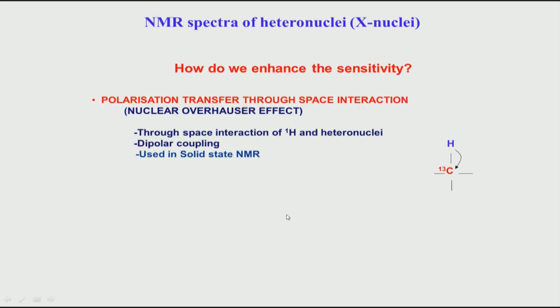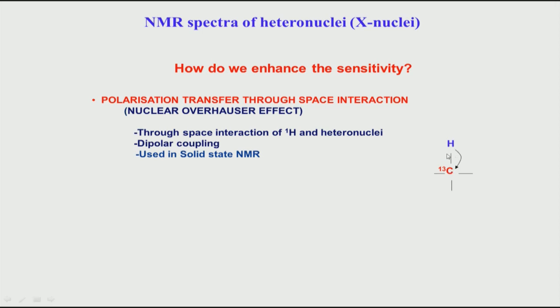So, what are the different ways we can transfer this polarization? This is shown here as a scheme, again in words. Polarization transfer can happen through space interaction. You can look at this picture here, where we are trying to achieve a transfer from hydrogen to carbon. Let us say we have a molecule like this, where hydrogen is directly bonded to carbon. These two are very close in space, typically one bond length.